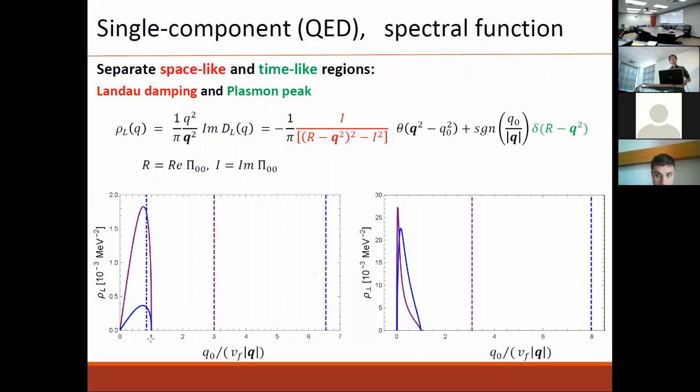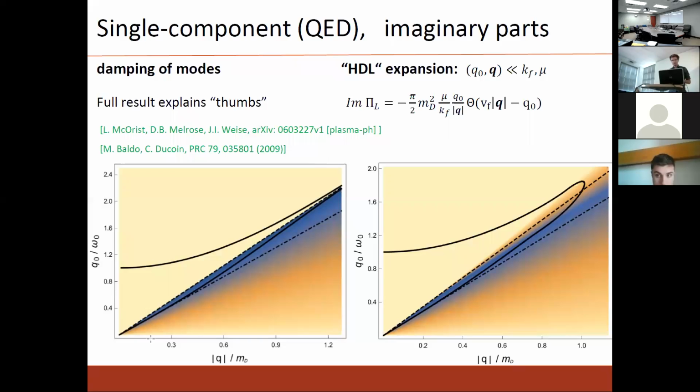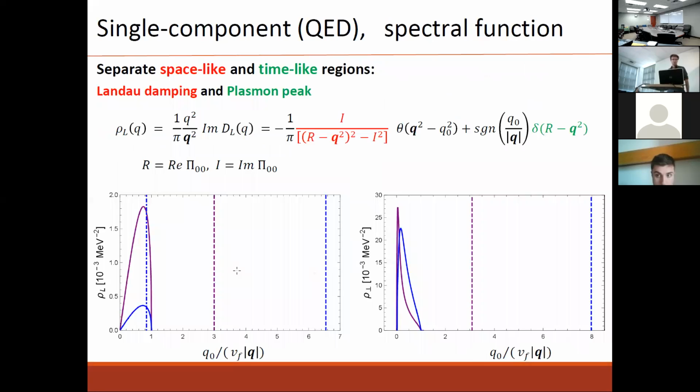So you have this dot-dash mode here. That's the mode that is actually down here below the line VF times Q. You can see that it's strongly damped. And then you leave the space-like region, and at some point when you go up in energy, you hit the plasma frequencies.